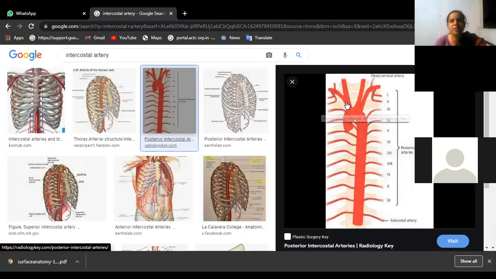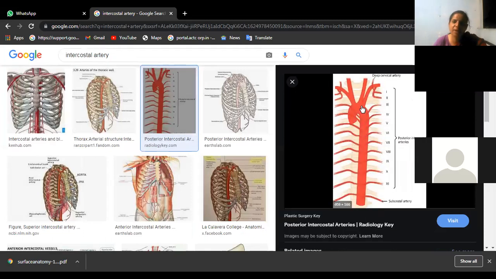So I hope you are seeing the screen now. On the screen you are finding this is the arch of aorta. This is the thoracic aorta. From the thoracic aorta, if you see on either side, we have 11 intercostal spaces, right? In each space one artery is entering. So that is the posterior intercostal artery. So the posterior intercostal artery is coming from the aorta, okay?